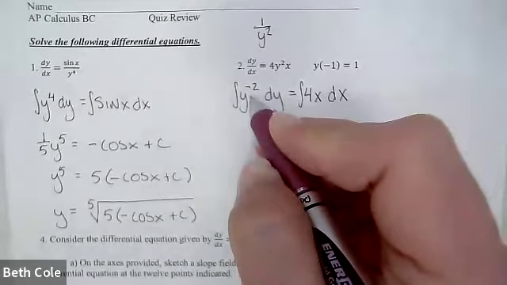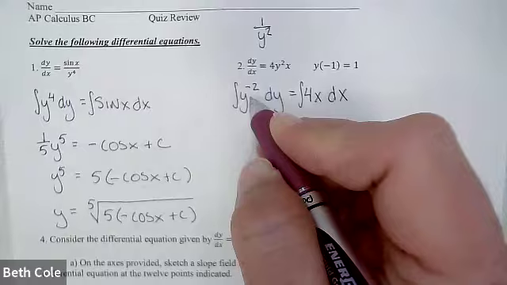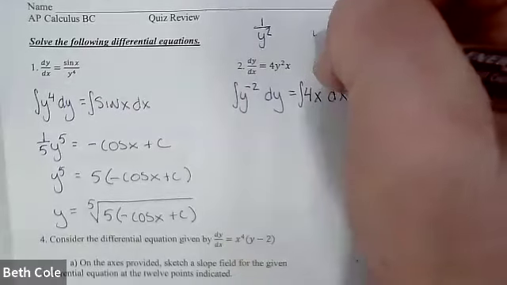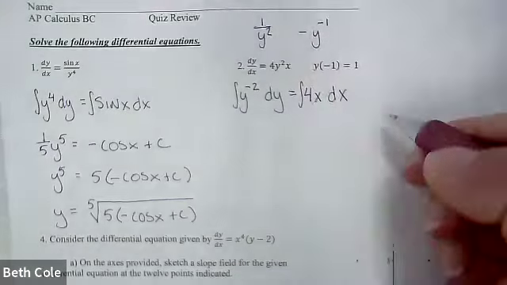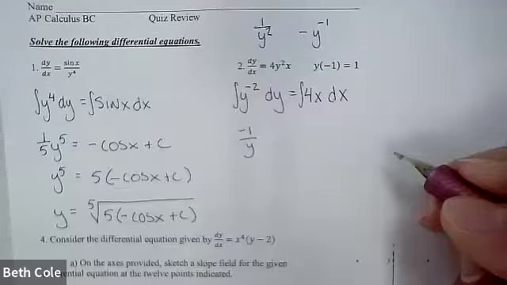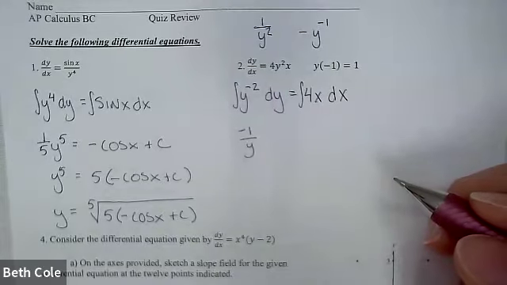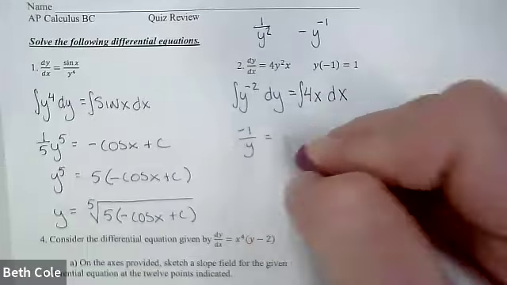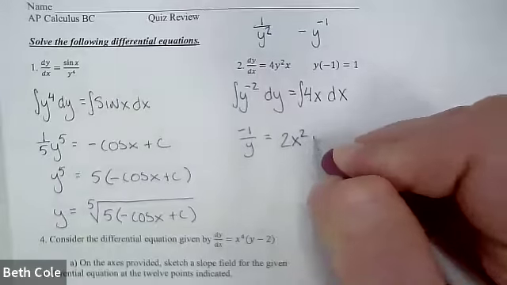I'm going to add 1 to this power. That's going to make it -1. And then I would need a -1 in front of that. So it would look like this. But I'm going to write it with the y in the denominator so that I don't have a negative exponent. On this side, it'll be 2x squared plus c.